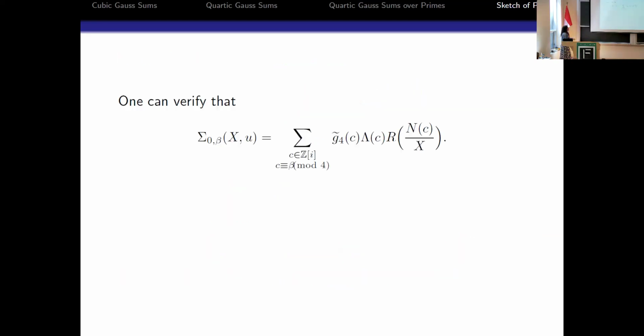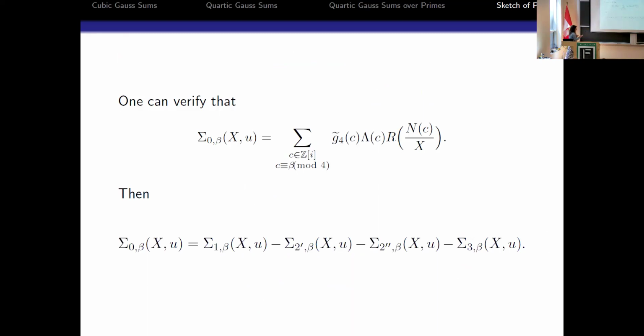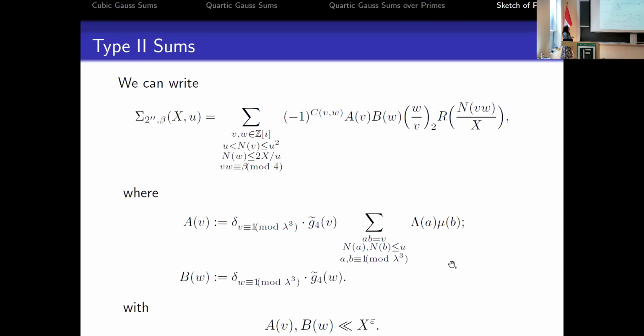And as I said, sigma 0, which is the first term that appears in Vaughn's identity, is exactly the sum that we're trying to estimate. So now Vaughn's identity reads as such. So that's what we want to estimate, and then it boils down to estimating the type 1 sums and the type 2 sums.